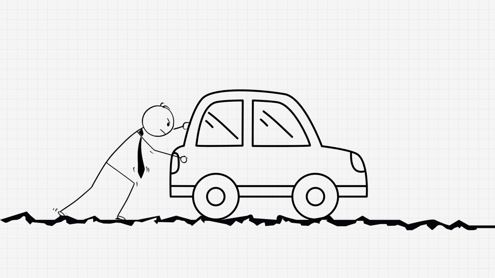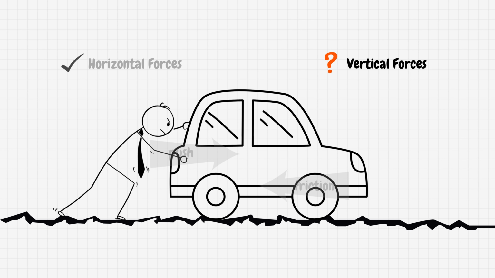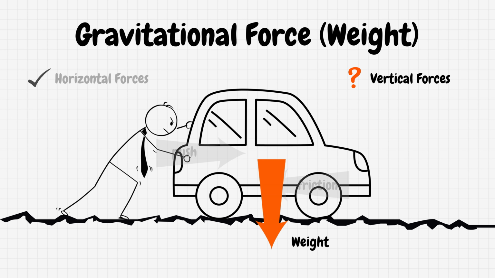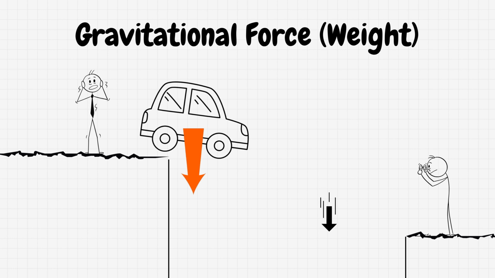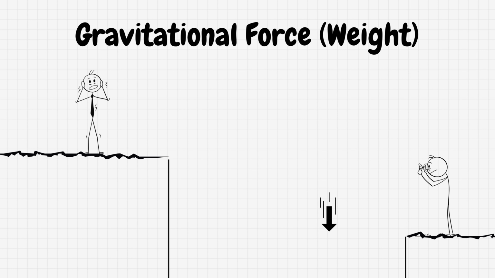So far, we have looked at horizontal forces like push and friction. But what about the vertical forces? The most obvious one is the gravitational force, or weight, which is caused by the Earth pulling the car downward. This force always acts on the car, even when it is just sitting still. Imagine pushing the car off a cliff. Gravity's pull becomes obvious as it accelerates downward.